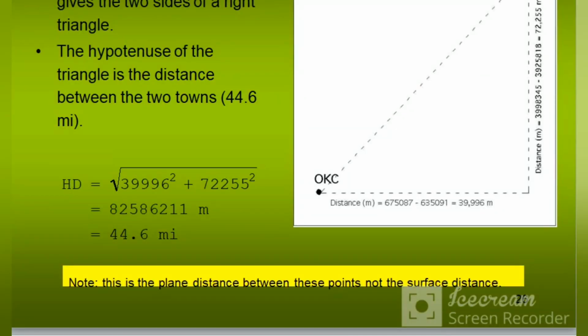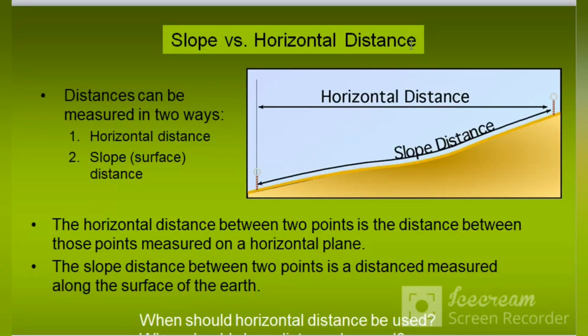Slope versus horizontal distance. Distance can be measured in two ways: horizontal distance and slope surface distance. The horizontal distance between two points is the distance between those points measured on a horizontal plane. The slope distance between the two points is the distance measured along the surface of the earth.